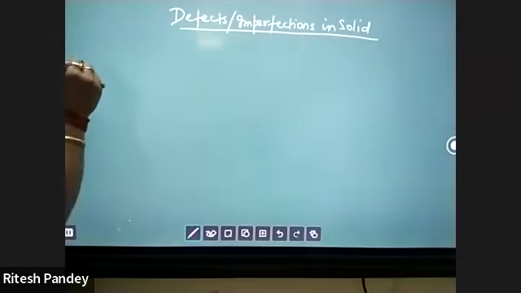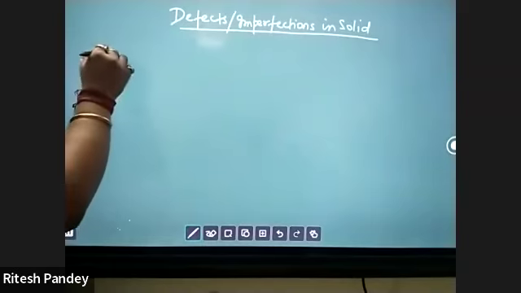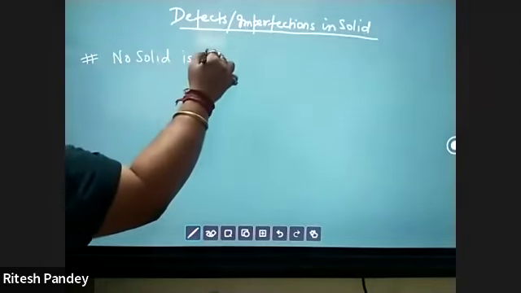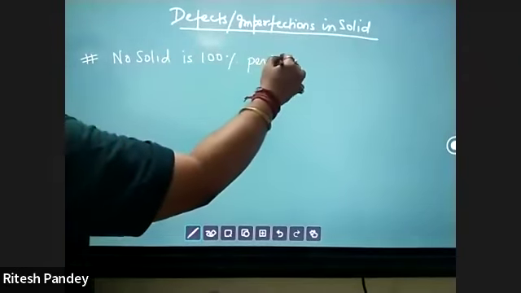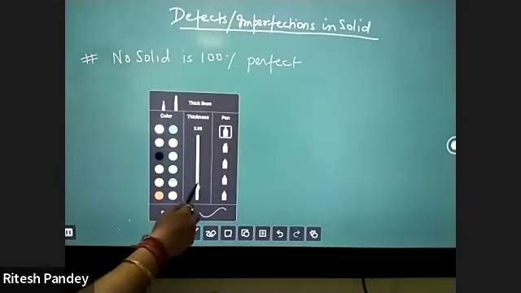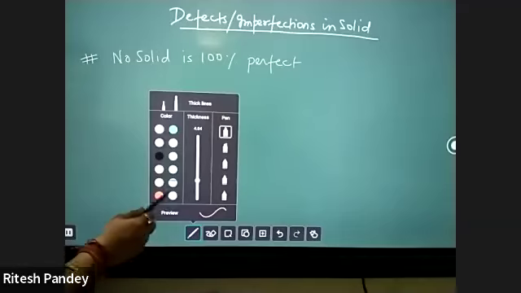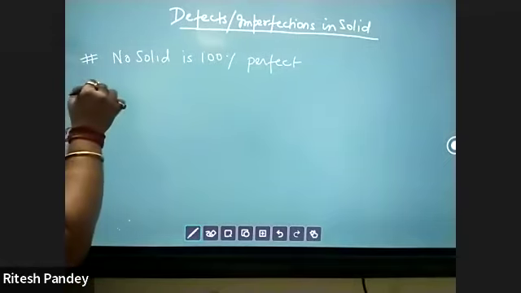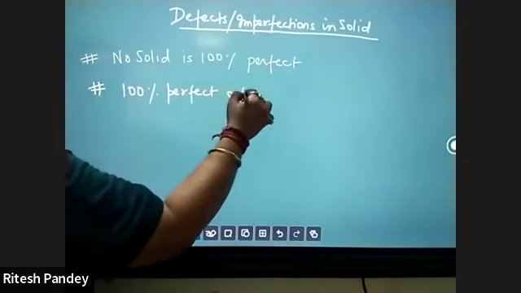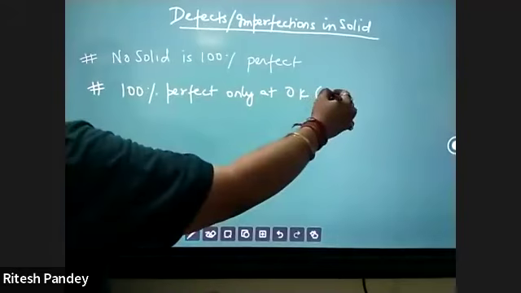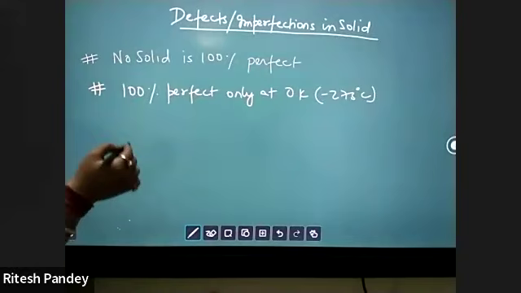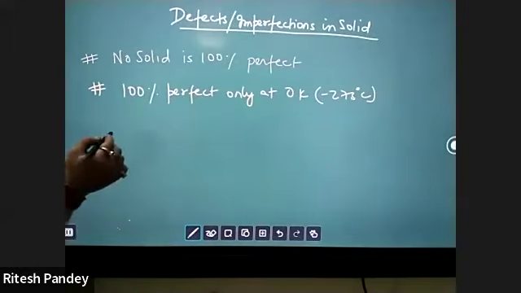let's know that no solid or crystal is 100% perfect. No solid or crystal is 100% perfect. It's perfect only at 0 Kelvin, minus 273 degrees Celsius. Which will mean there's going to be some defect or imperfection in all crystalline solids.